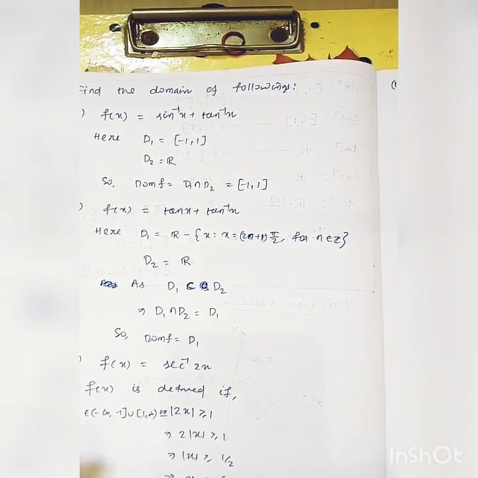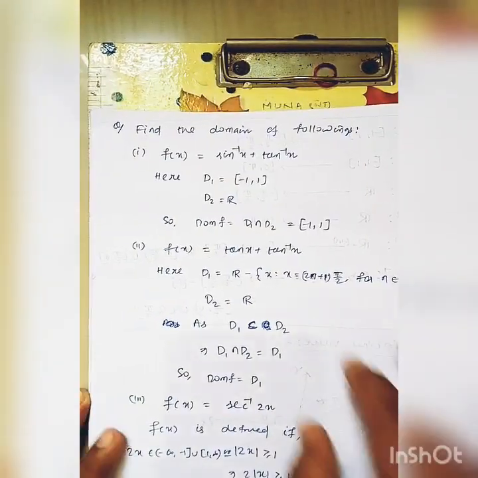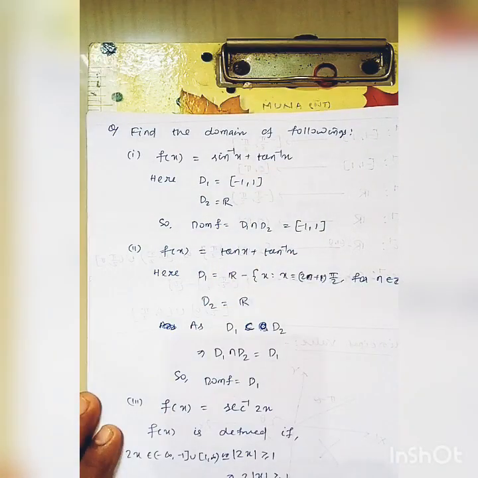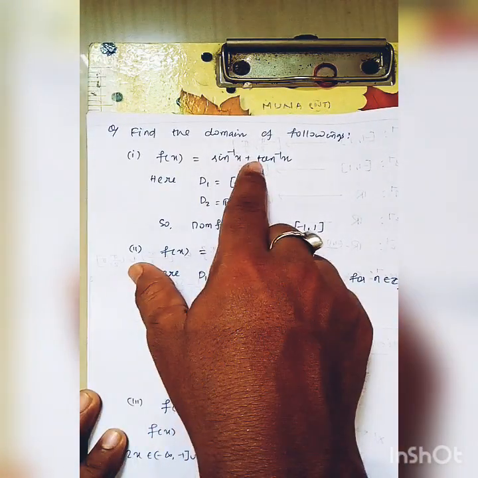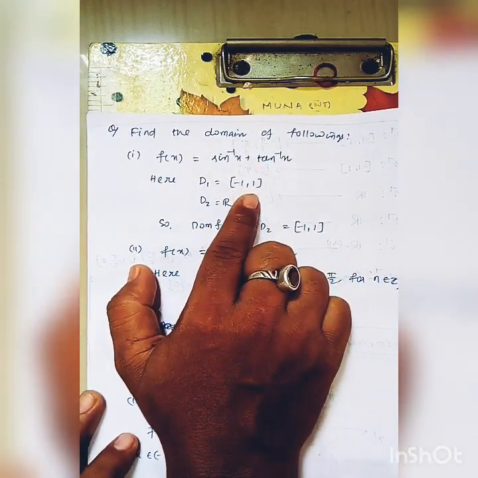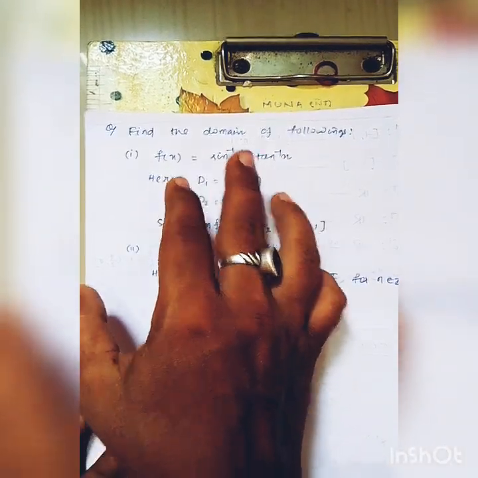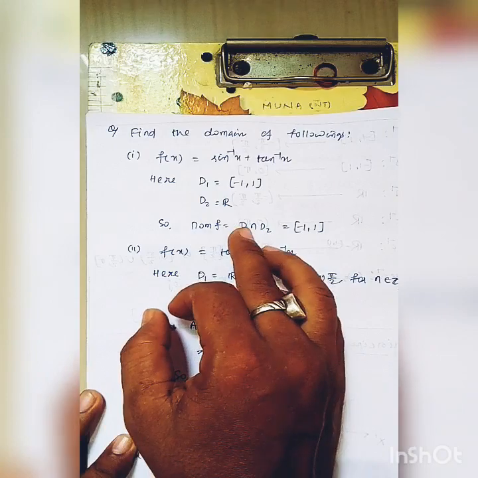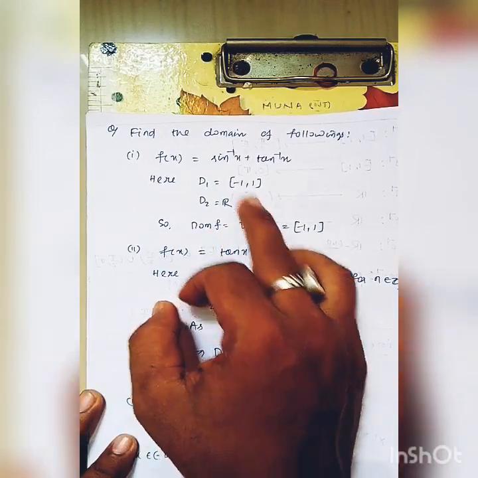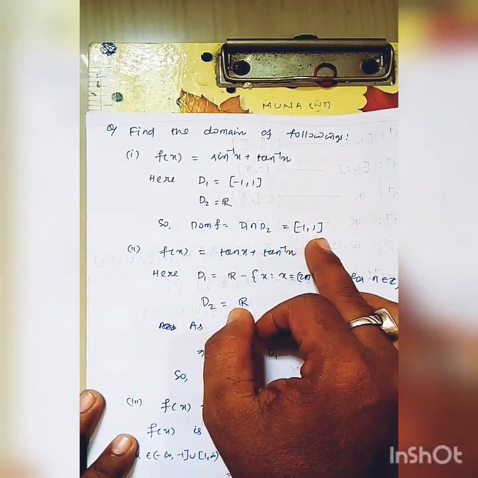Find the domain of the following. Suppose f of x equals sin inverse x plus tan inverse x. The domain of sin inverse x is the closed interval -1 to 1, and the domain of tan inverse x is R. We know that if f is f1(x) plus f2(x), then the domain of f equals D1 intersection D2. The intersection of these two is the closed interval -1 to 1.